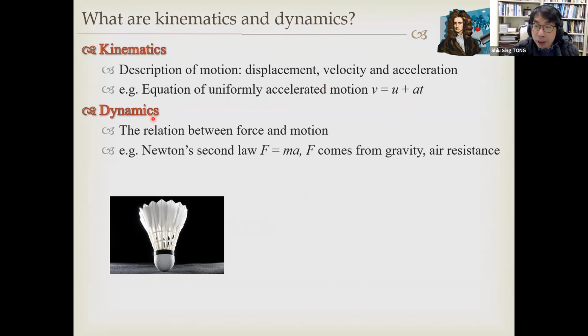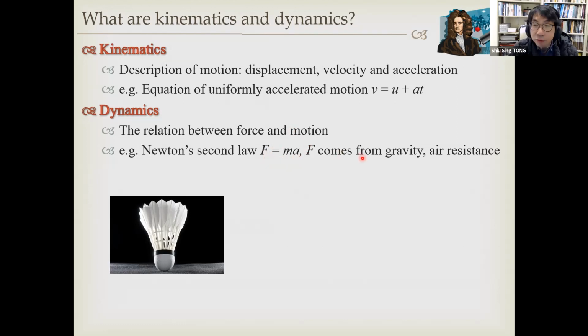But if we talk about dynamics, what we are interested in is the relation between force and motion. What causes the motion? That is the question that we are interested in, in dynamics. For example, Newton's second law is a dynamic equation. It relates the acceleration of the object with the net force acting on that object.